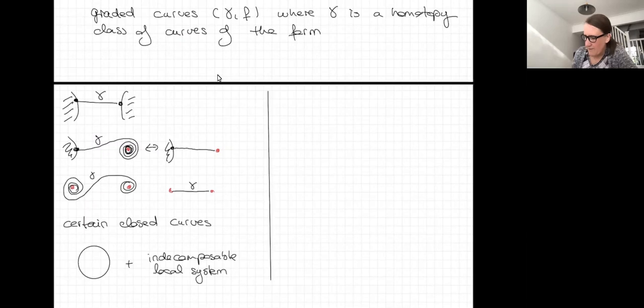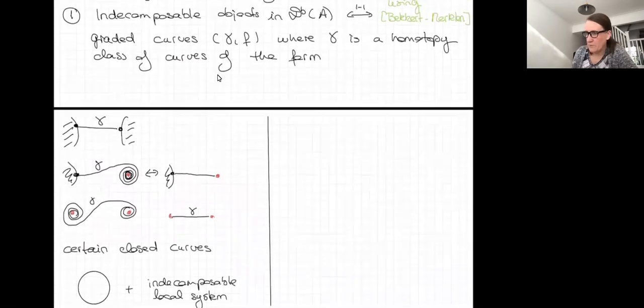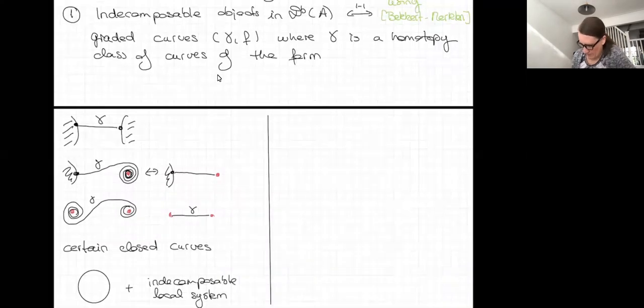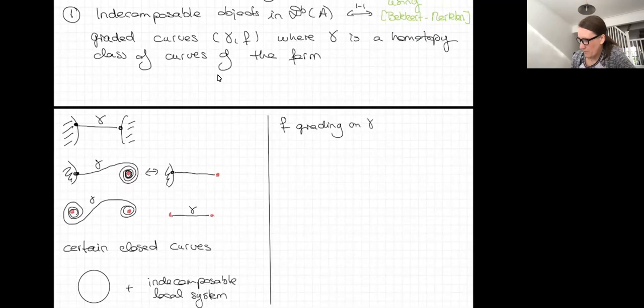So what is this F? Remember the indecomposables are in bijection with graded curves, so we have to say what the grading is. So F is the grading on gamma given by a map from the intersection of the curve with that dual ribbon graph on the surface. So the dual ribbon graph is also embedded on the surface.